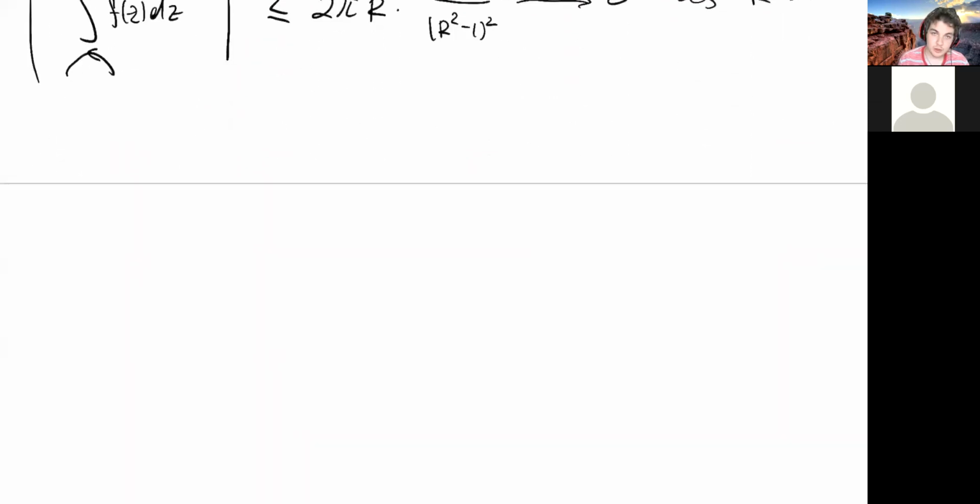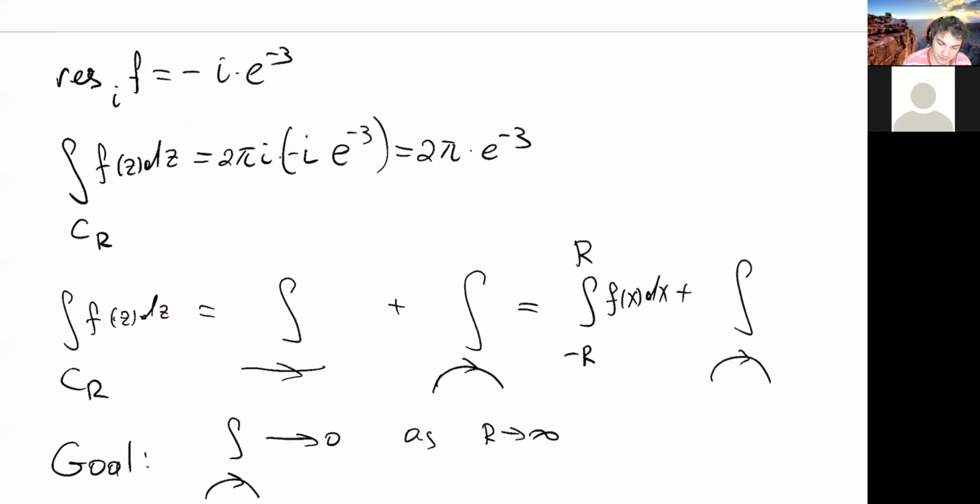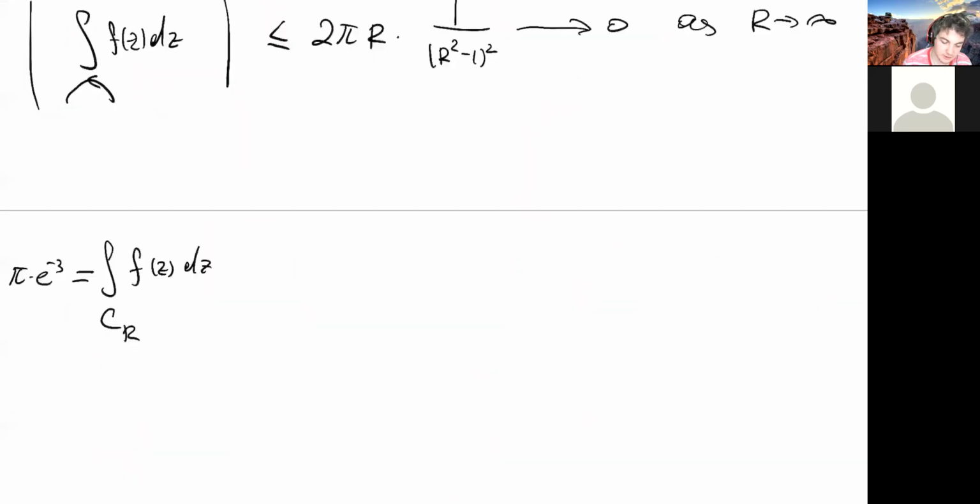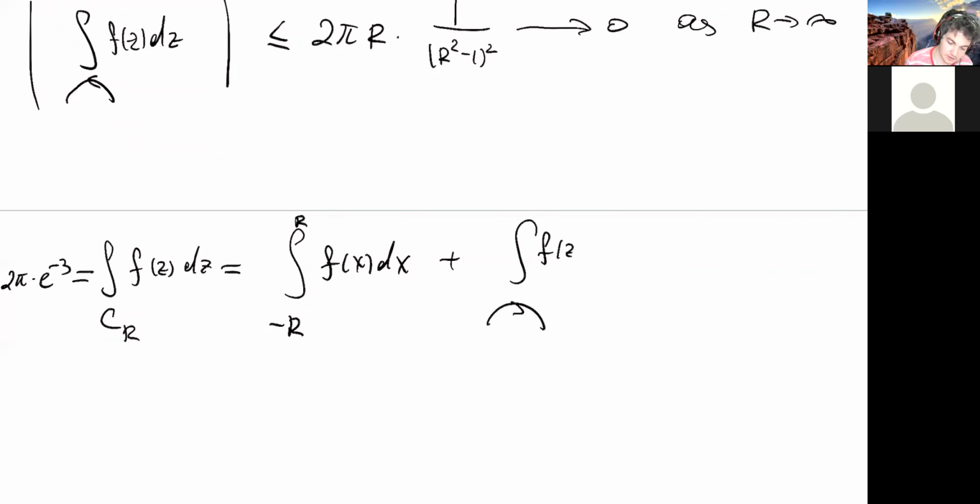Okay, so now what do we have in the limit? Let me remind you what we have without the limit. On one hand we got that this is equal to 2 pi e to the minus 3. On the other hand, it is equal to the integral from minus r to r of f of x dx plus the integral over this arc of f of z dz.